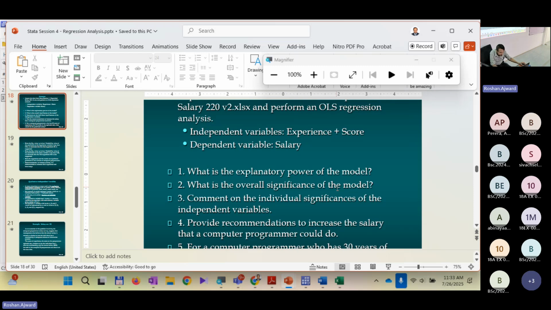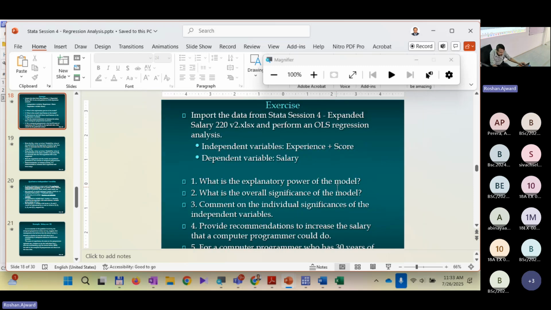I'll use a practice example. You can do it within 10 minutes and we'll interpret it. It's the same example I had. You go to the LMS and there is a data section for expanded salary.